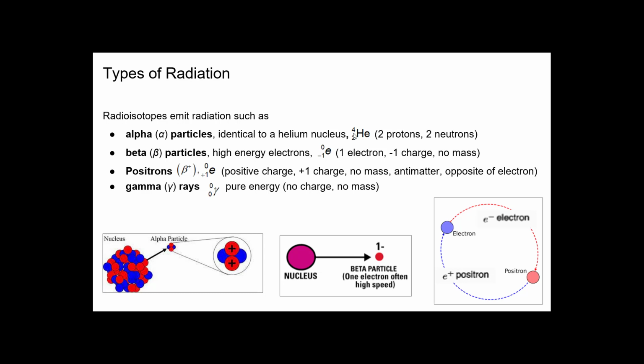Then we get into the beta particle, and a beta particle is a high energy electron. And remember, an electron has a negative charge, so that's where you see the -1 here, and a 0 because an electron has no mass. So here we have an e to indicate electron. It's indicating it has a negative charge, which is -1, and no mass. So that's where the 0 comes from. And again, these are high energy electrons.